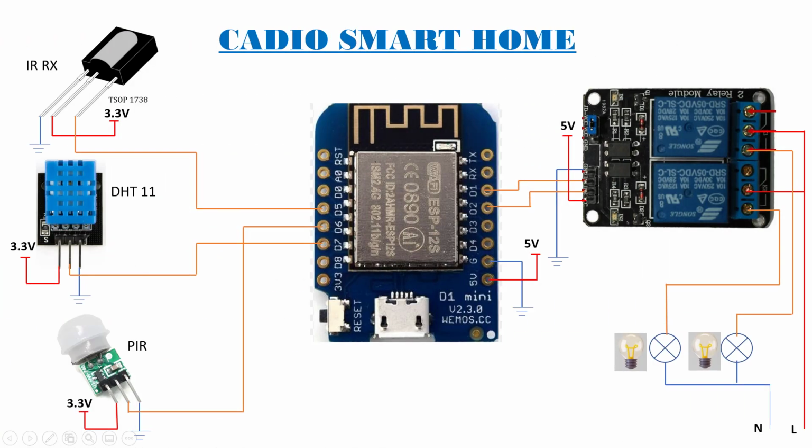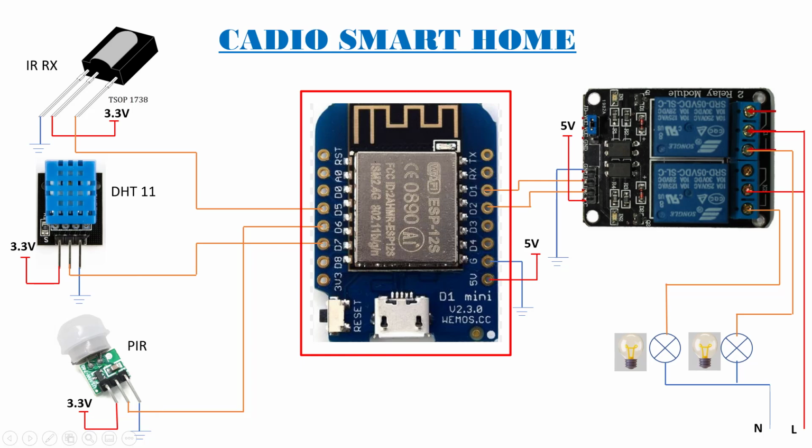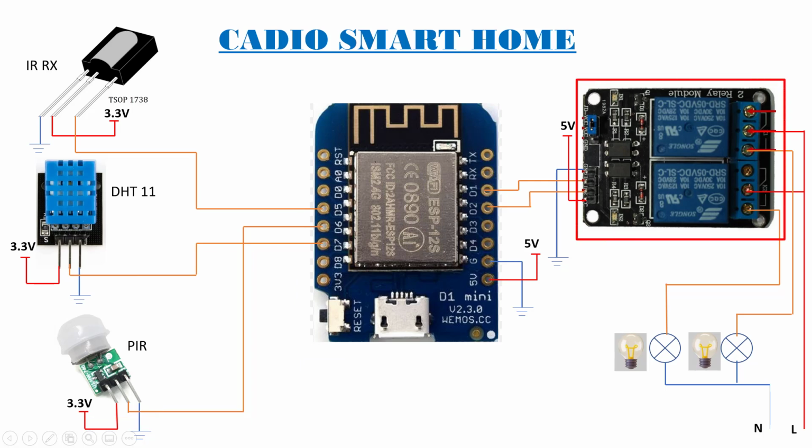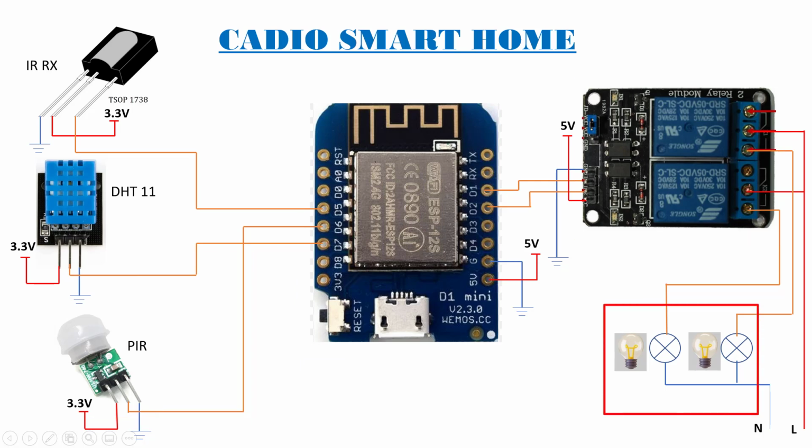Okay, we look at the wiring diagram quickly. We have our infrared receiver. We have the DHT11 sensor and passive infrared, all connected to the mini ESP. And then we have our relay board and then the lamps. They are all connected to the mini ESP. We have a 5-volt supply to it.